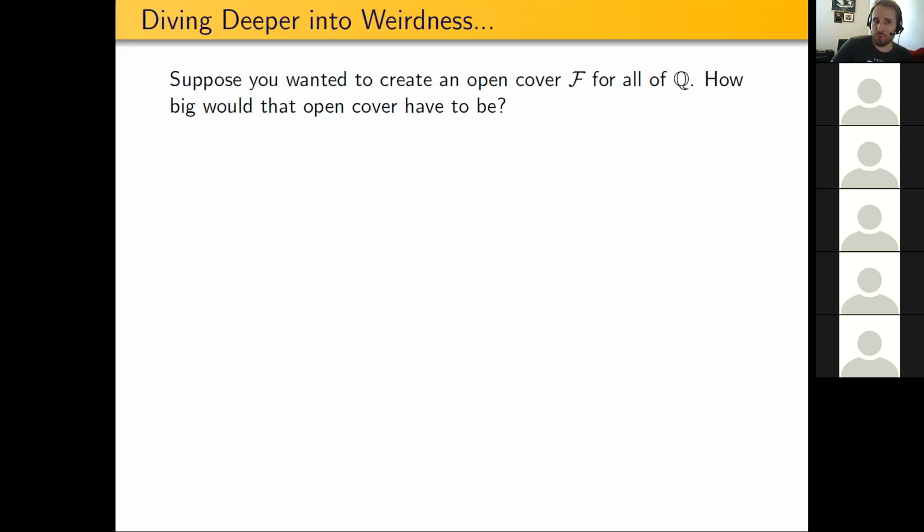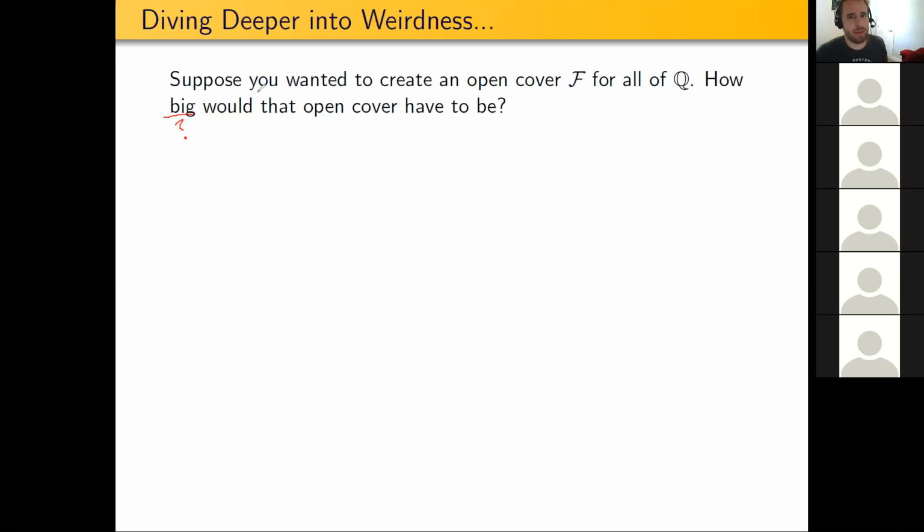And let's explore that a little bit. So first of all, this is a little ambiguous, because when I say how big, what does that mean? That's not a very precise word. I could cover all of Q with a single open set, just the set R itself. R, the set of all real numbers, is an open set. It's one set, and it covers everything. So that's big, but it's also only one set.